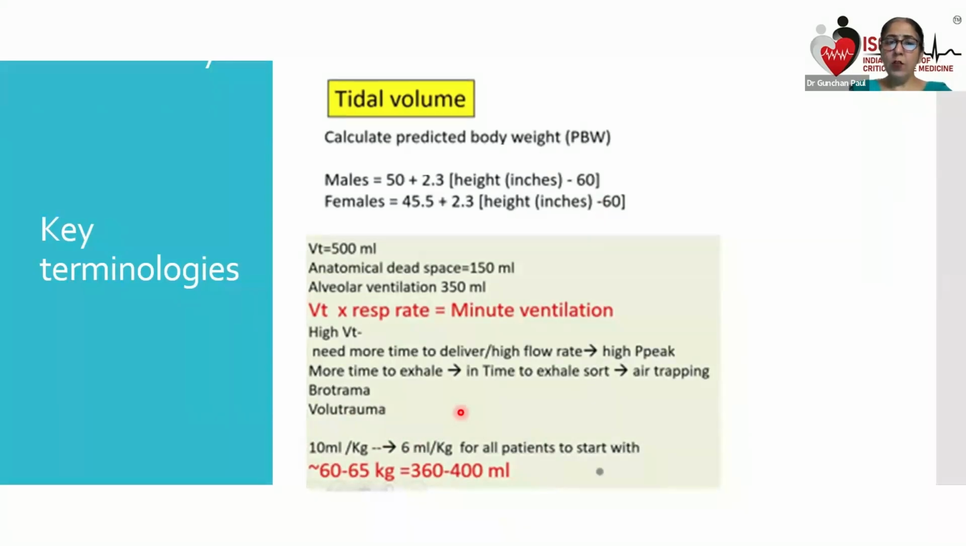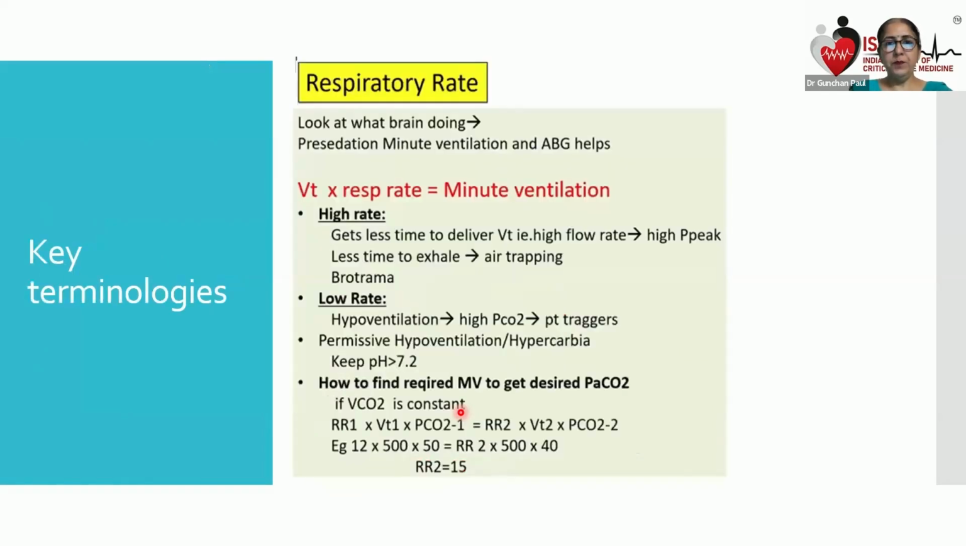If we give more tidal volume, we have to give more time for that volume to be delivered, and that will lead to higher pressures. So tidal volume which we want to give to the patient is roughly between 6 to 8 ml per kg of the predictive body weight. The second thing we need to set is the respiratory rate, because it is a very important component, respiratory rate and tidal volume. Now tidal volume is the amount of gas with each breath multiplied by the number of breaths in each minute. That will give us the minute ventilation.